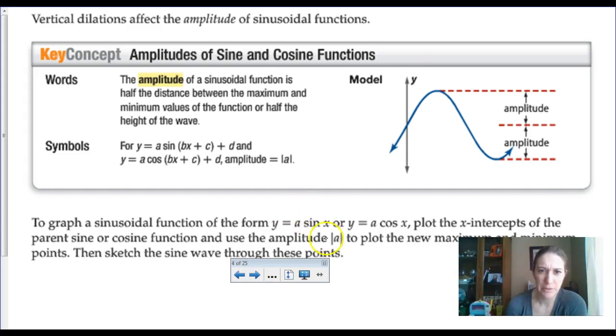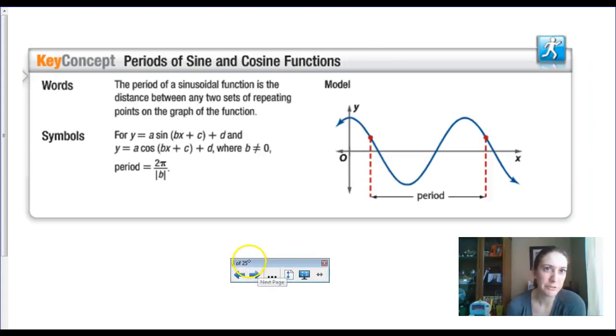Remember, the amplitude is the absolute value of a. So if there's a negative in front of the function, like a -3, the amplitude is just 3. The negative refers to a vertical reflection. The period of sine and cosine is generally 2 pi.